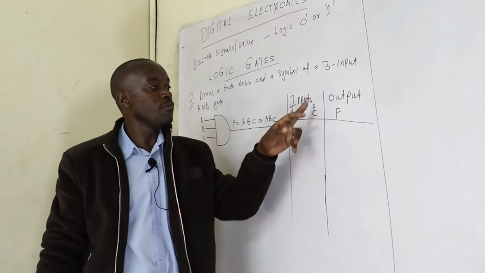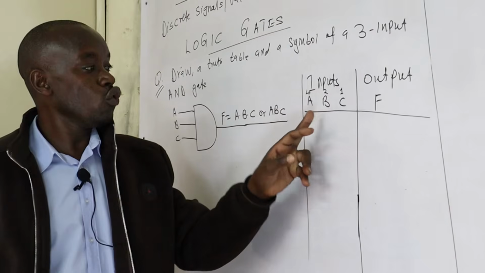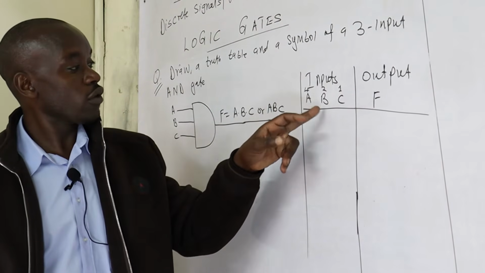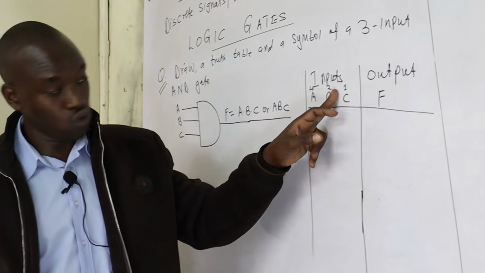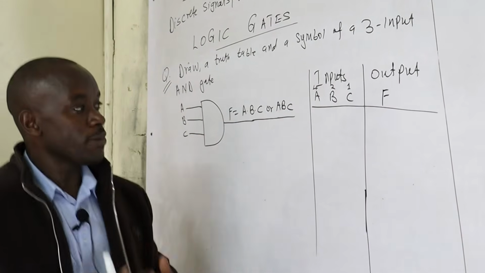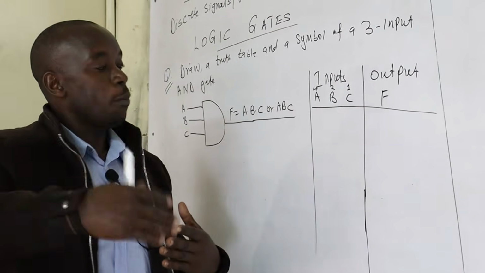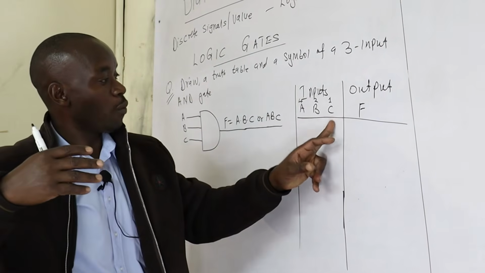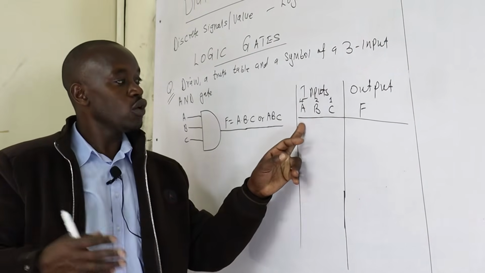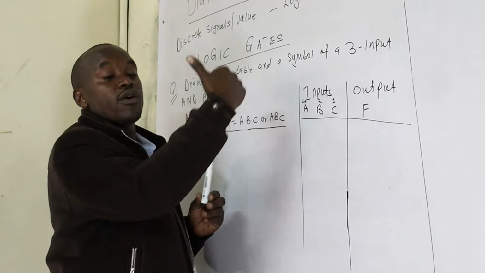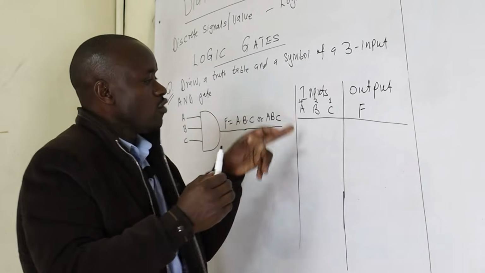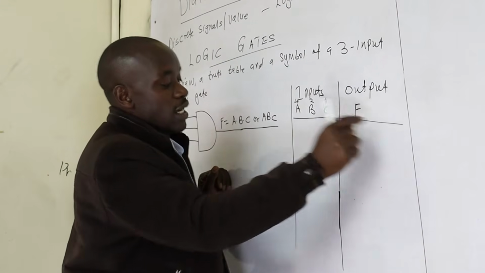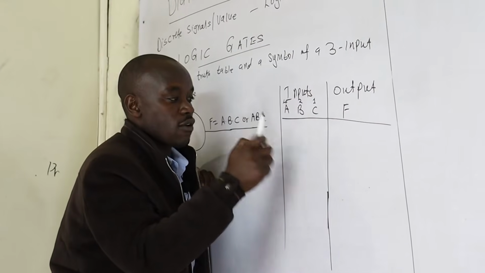So 2 power 0 will be 1, 2 power 1 will be 2, and 2 power 2 will be 4. I'm just getting powers of 2: 2 power 0, 2 power 1, 2 power 2. If I have 4 inputs, I go to 2 power 3, I will get 8 here. Now, why am I doing it this way? So that it will be easy for me to get this, instead of writing 0, 0, 0 up to the end, which some people have problems with.